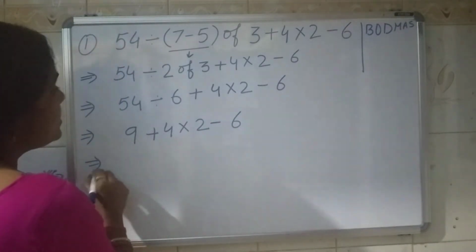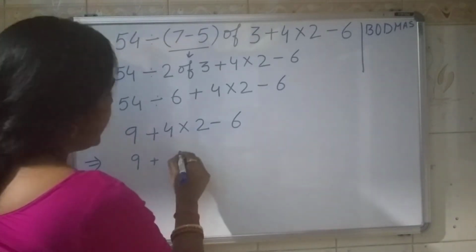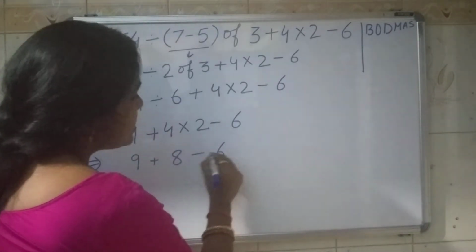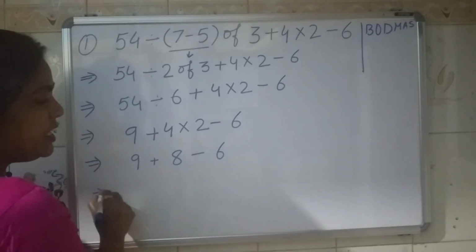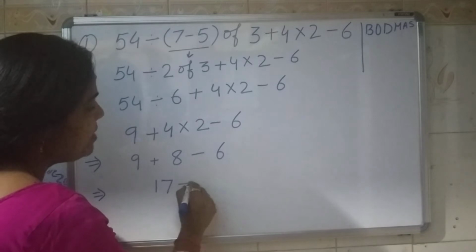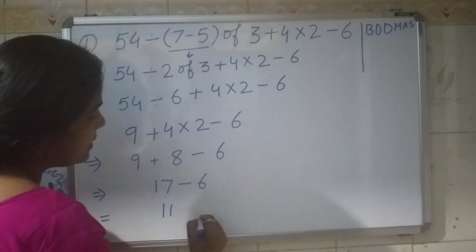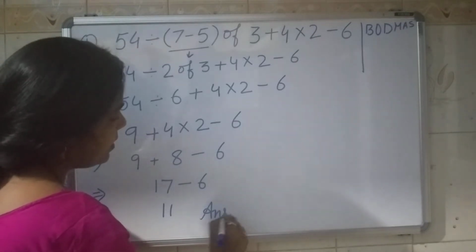Next step is multiplication. So 9 plus 4 twos are 8 minus 6. Next step is addition. 9 plus 8 is 17. 17 minus 6 is equal to 11. And the answer is 11.